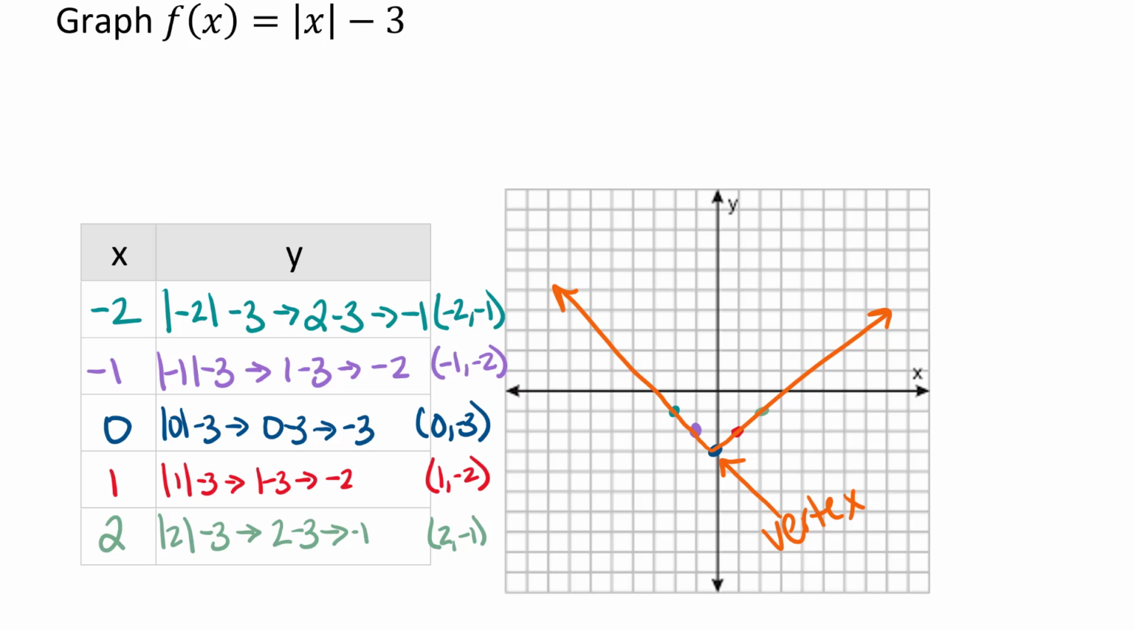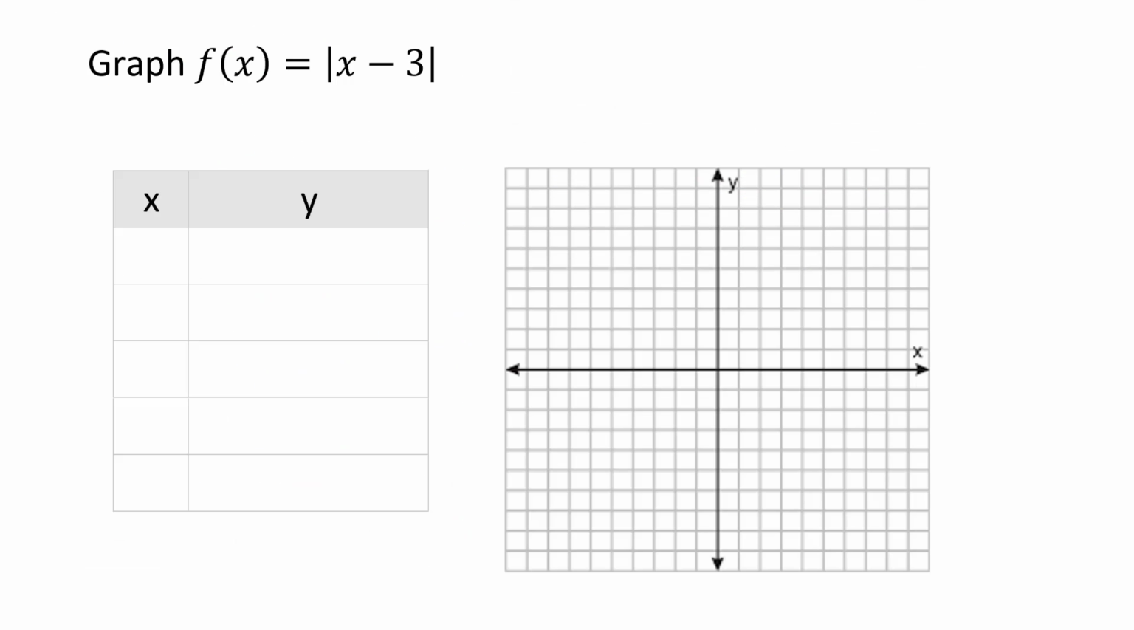Let's look at another one. All right, so this time we have f of x equals the absolute value of x minus 3, where everything's inside the absolute value. Again, you can choose whatever values you want for x. All right, we can choose -4, -2, 0, 2, and then +4. We can absolutely choose these points. So let's see what happens if we choose these ones.